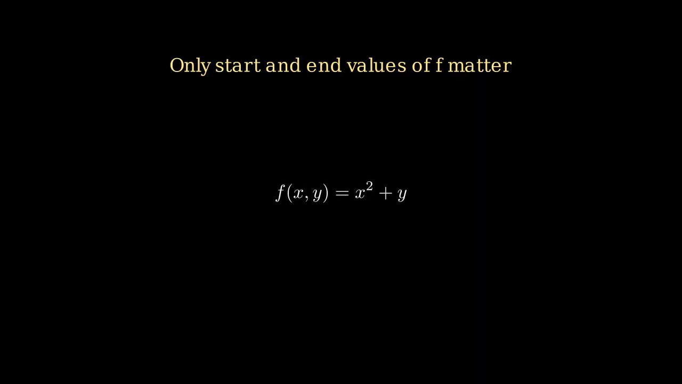Here the landscape f(x, y) = x squared plus y is given directly. Since the field is conservative, the answer only depends on two numbers, the value of f at the start and the value of f at the end. The path in between is completely free to choose.